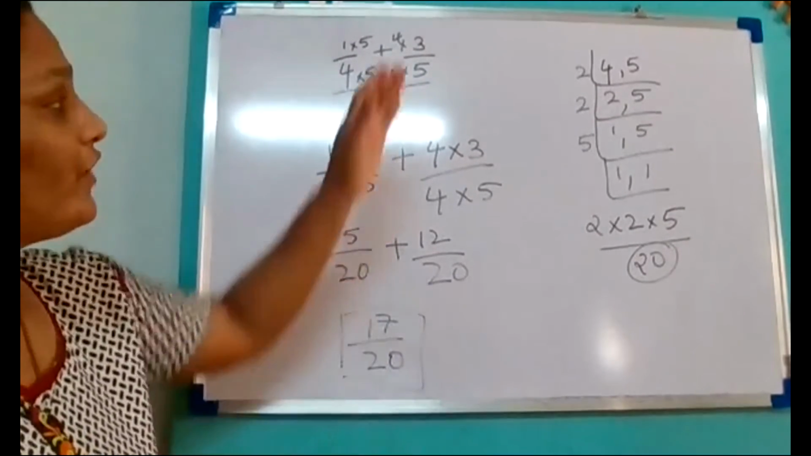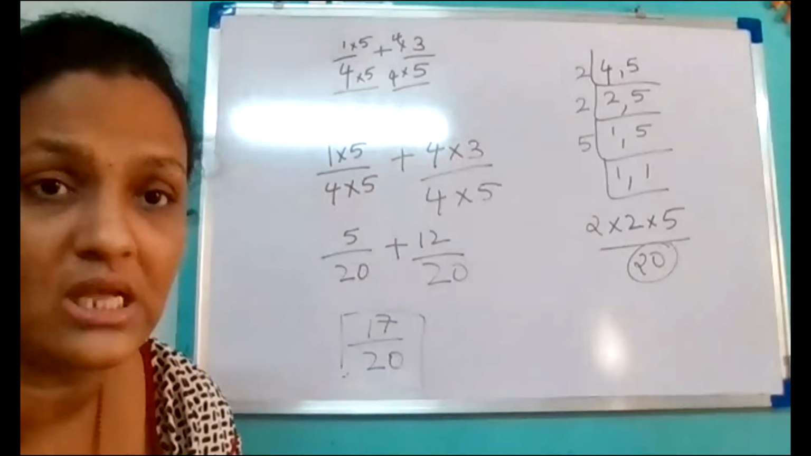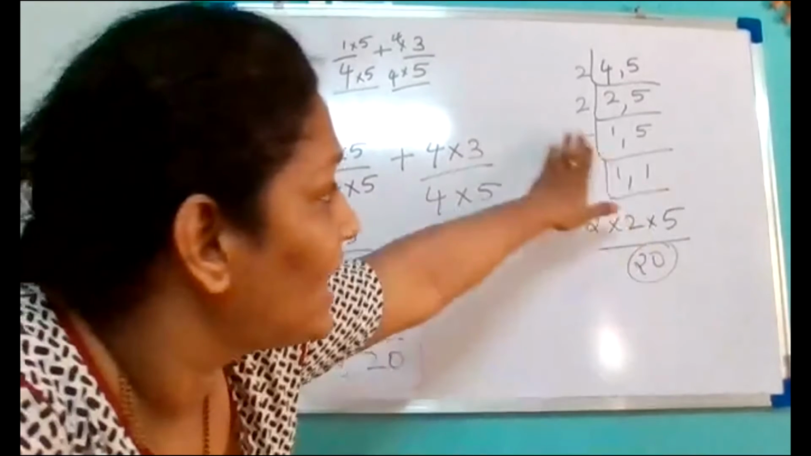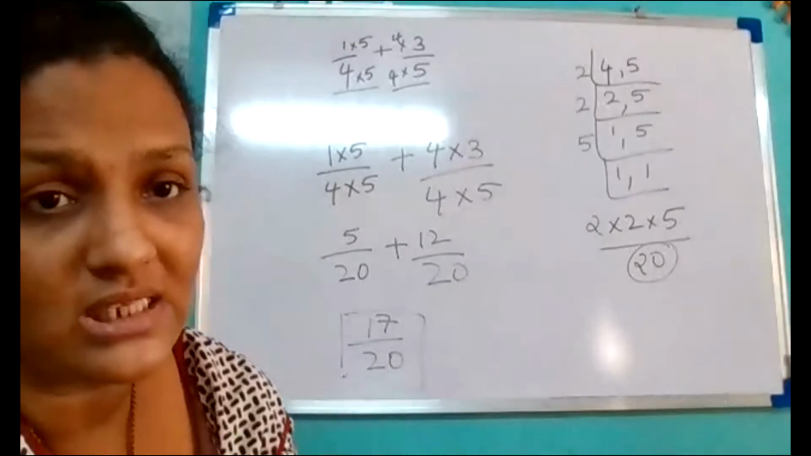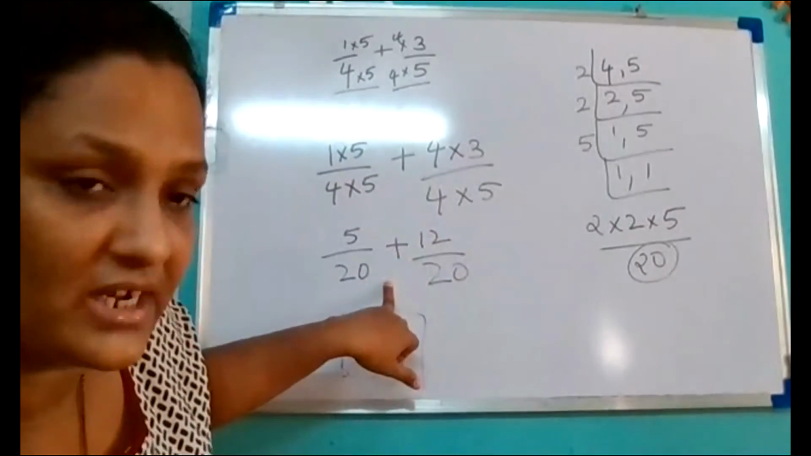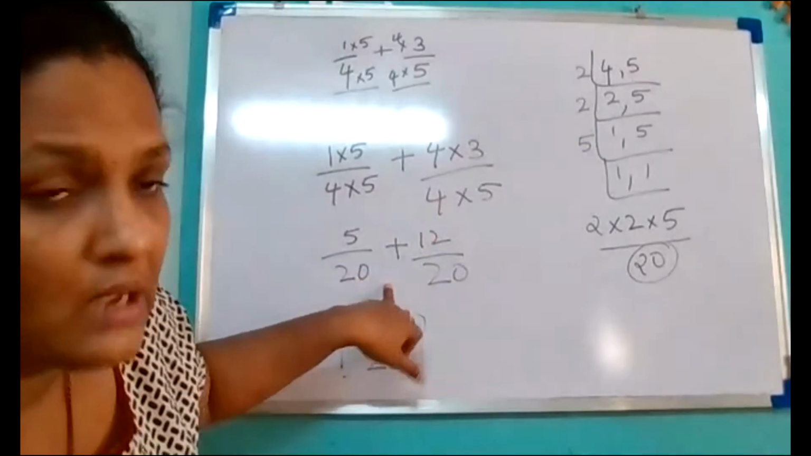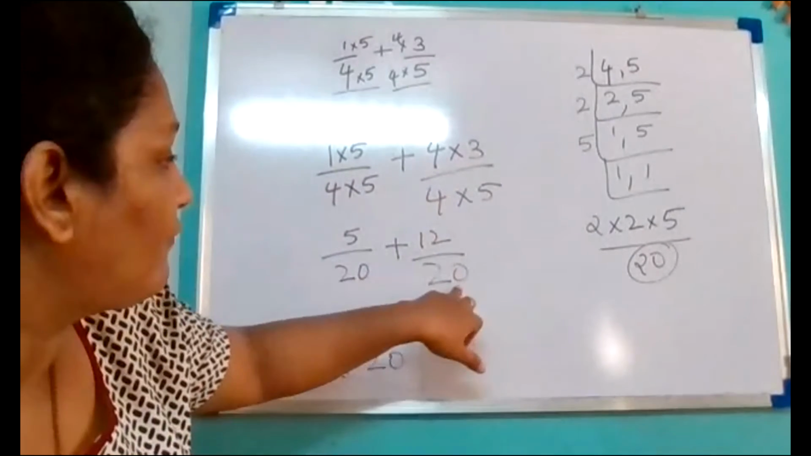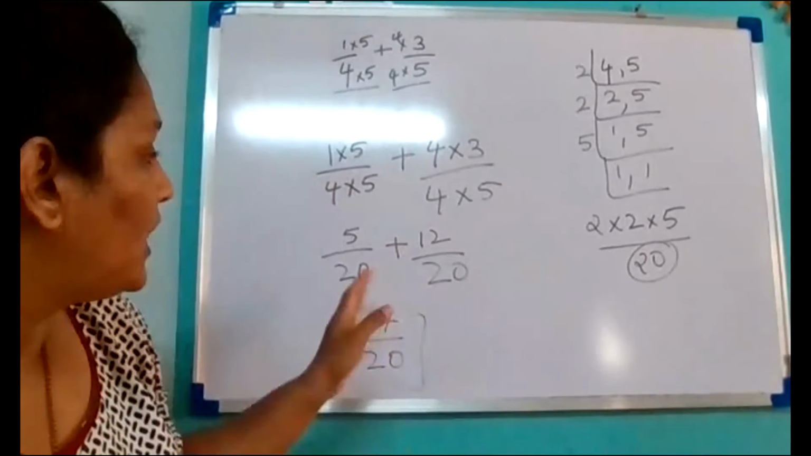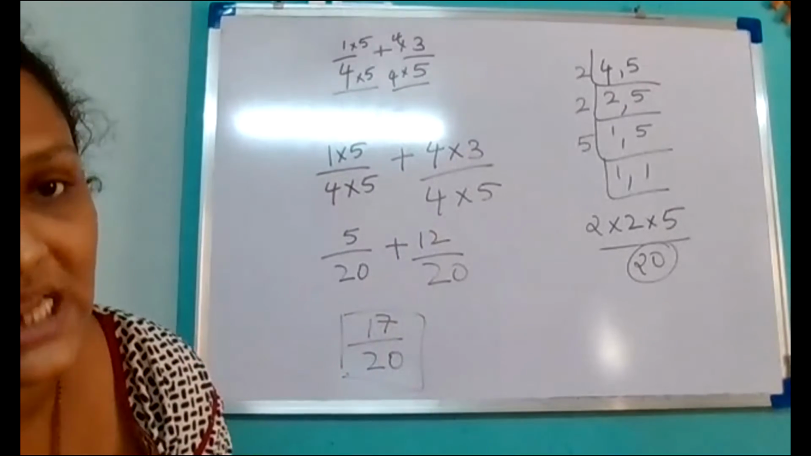For unlike fractions, first you have to convert them. You have to make the denominators of those fractions the same. How do you make the denominator the same? And when you get the same denominators, you can make it into like fractions. Then you can easily add the numerators, and the denominator remains the same.